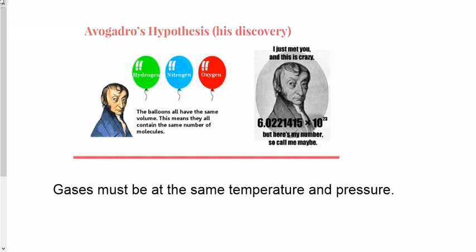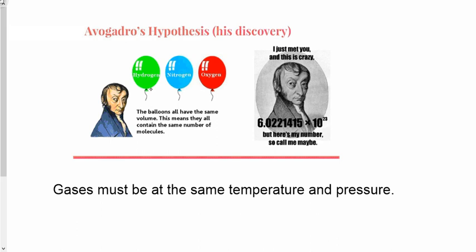Our first study of gases did deal with Boyle's law, Charles' law, and Gay-Lussac's law, and it had nothing to do with the amount of a gas at all. So in this lesson, we're going to look at how we tie in Avogadro's hypothesis to figure out how many moles of a gas are present.